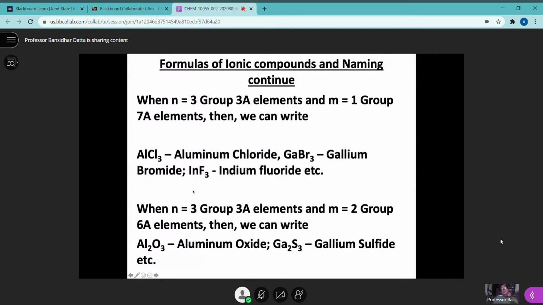Let's go to, so basically remember what we did last time. I'm probably repeating some of those, but that's okay. Repetition is good, right? So when n equals 3, we're making the elements of group 3 elements and group 7A elements. And that will become basically what you have. You have an M3 plus, right? It's a group 3 element.